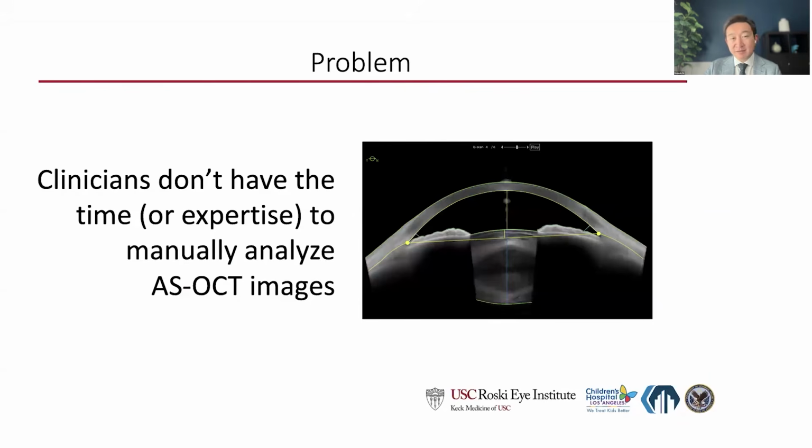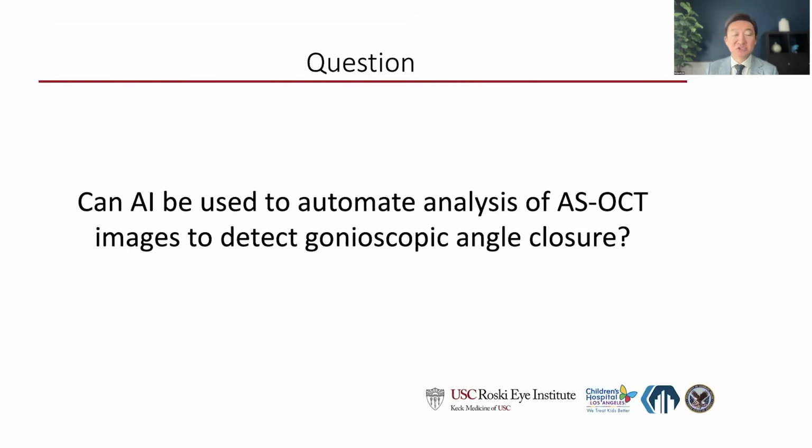So one gap that we used AI to fill is the fact that most clinicians don't have the time and most also don't have the expertise to manually analyze AS-OCT images in their busy clinics for the care of their angle closure patients. An important step in the analysis of these images is identification of the scleral spur, which is not a common part of ophthalmological training at this point. So one question that we asked a few years ago is, can AI be used to automate the analysis of AS-OCT images to detect gonioscopic angle closure?